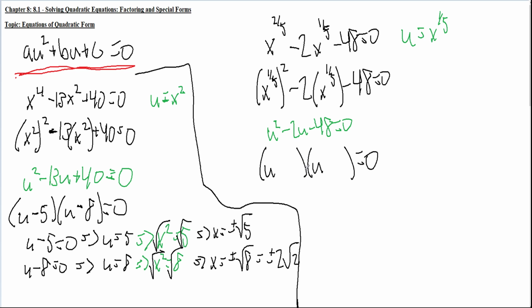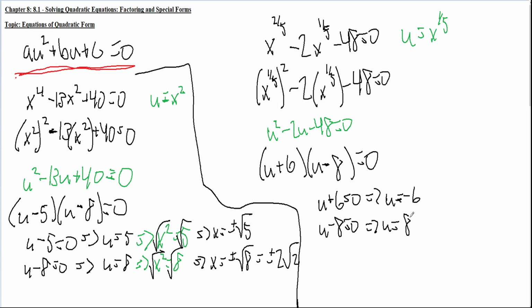And now what I want to do is think of two numbers that when multiplied together give me 48, but when added give me negative 2. And those two numbers would be negative 8 and positive 6. So then to solve this, I set each of these equal to 0. So I have u plus 6 equal to 0, and I have u minus 8 equal to 0. And so u is equal to negative 6, and u is equal to positive 8.